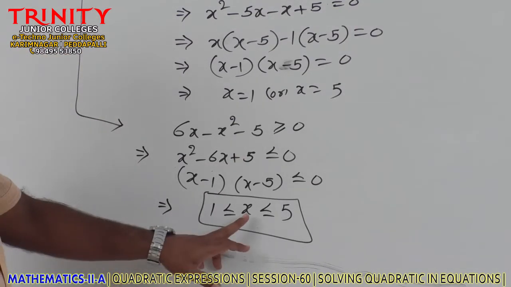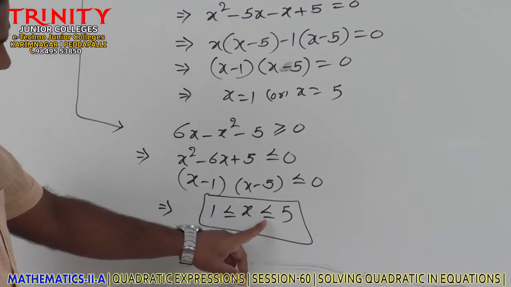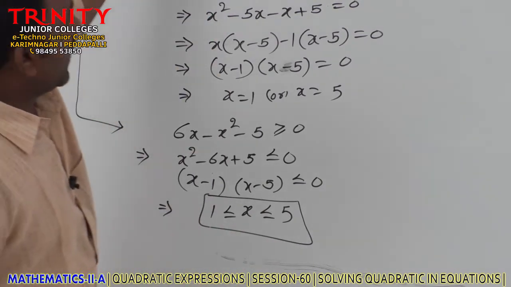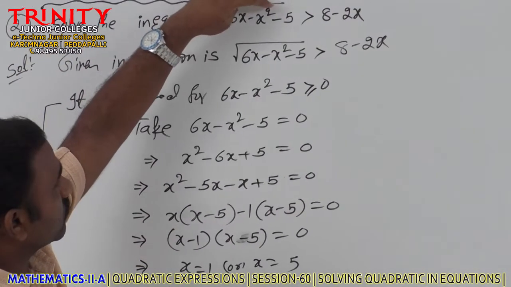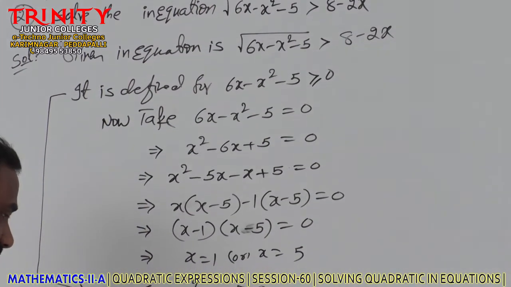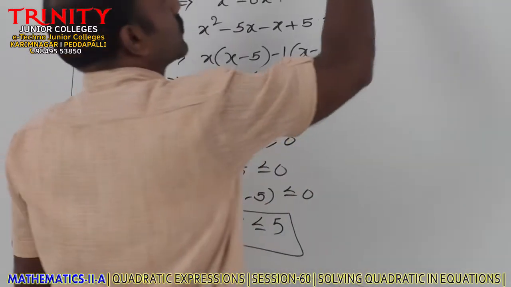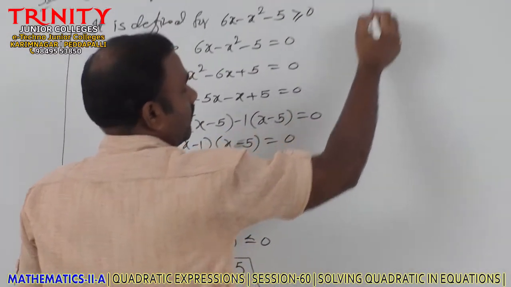x takes the values in between 1 to 5. Therefore, 1 ≤ x ≤ 5. For defining √(6x − x² − 5) > 8 − 2x, it is defined for x lying in between 1 to 5. Now we have to solve this inequation.